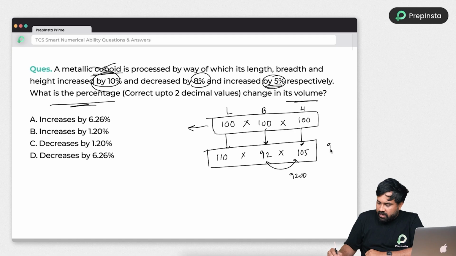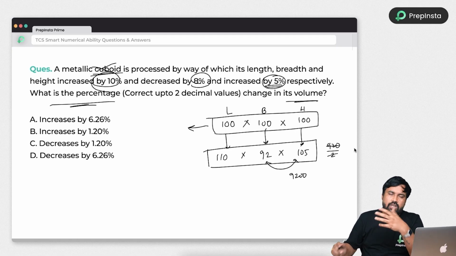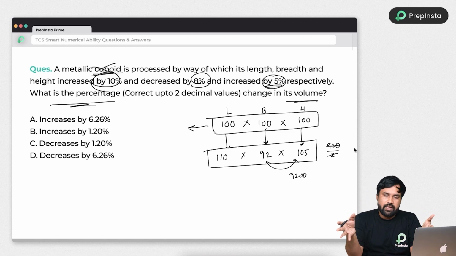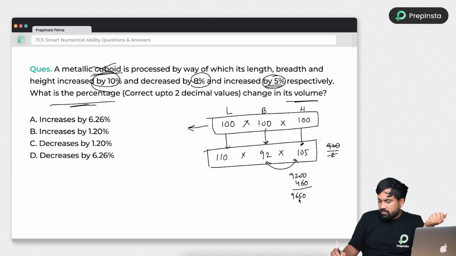10 times is 920. 5 times means divide by 2, right? Half of the number. What is meant by 5 times? 10 by 2. Simple logical thinking. So 10 times is 920, by 2 is nothing but 5 times. So it will cancel 4 times, it will cancel 6 times and 0. Answer is 9660. See how quickly I have done the calculation.